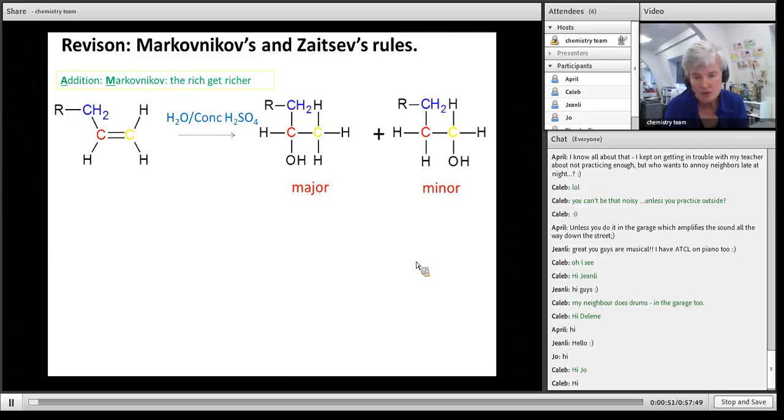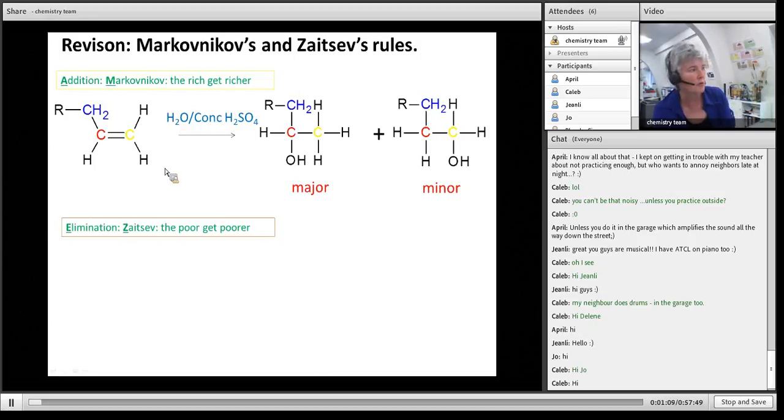You need to know these rules. For addition reactions, it's Markovnikov. I've underlined the A for addition and M for Markovnikov because A is before E for elimination, and Markovnikov's M is before Z. Or if you spell it the other way, Zaitsev, it's before S anyway. So perhaps that's one way you can link. Markovnikov is to do with addition and Zaitsev is to do with elimination.